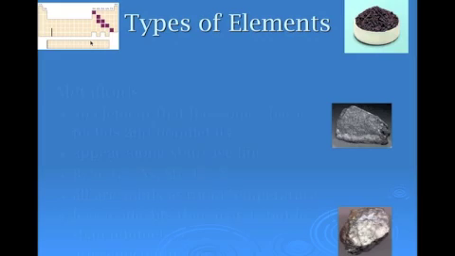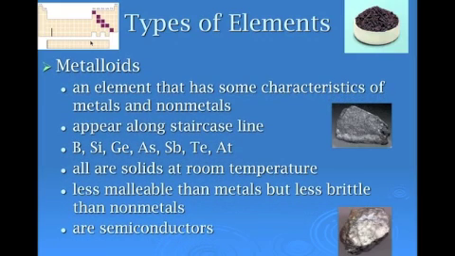The next type of element we're going to talk about is a metalloid. It's an element that has some characteristics of a metal and a non-metal. They appear along the staircase line. So if you look here, our staircase line is right there, they appear right through there. All are solids at room temperature, but they are less malleable than metals, but less brittle than non-metals. And they're semiconductors. So they kind of really don't know what to be. They're not metals, they're not non-metals. They're kind of this middle stage.